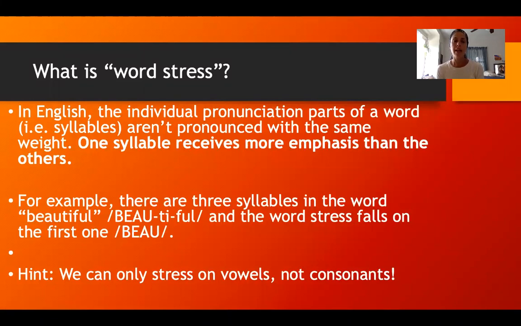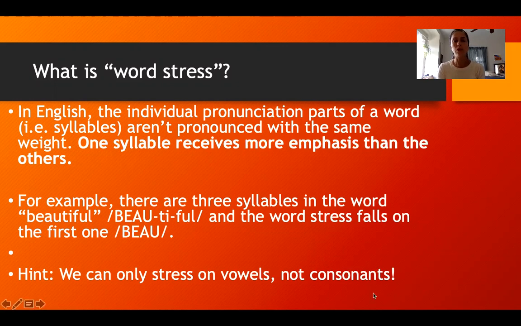For example, there are 3 syllables in the word beautiful. Beautiful. And the word stress falls on the first one, beau. Remember, we don't say, oh my gosh, you are so beautiful, or wow, she is very beautiful. We say, wow, she's really beautiful, right?